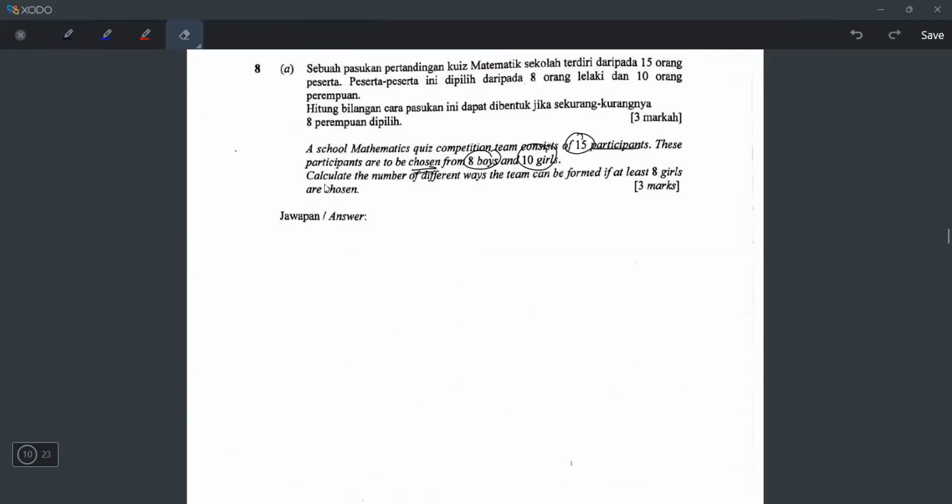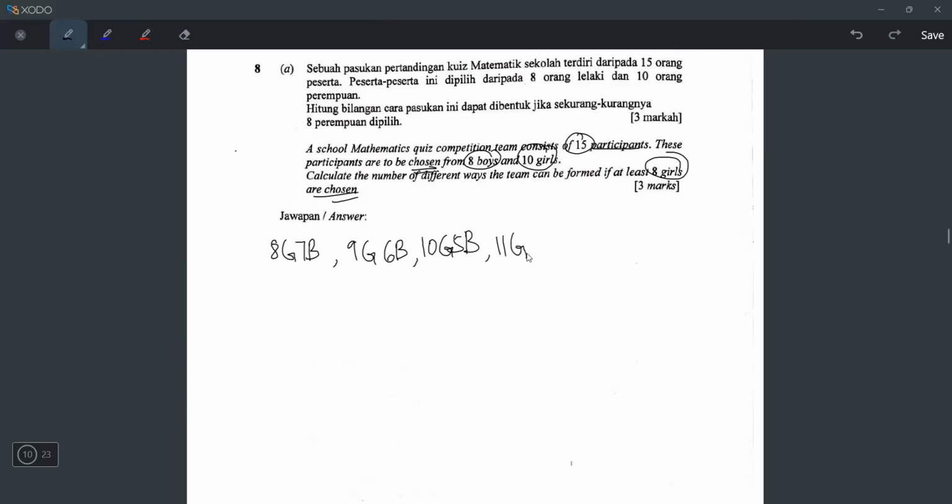But they say calculate the number of different ways the team can be formed if at least 8 girls must be chosen. So I cannot do 18C15. I have to pecahkan the option because I cannot choose less than 8 girls. It has to be at least 8 girls. It means I have to choose 8 girls, but to cukupkan 15, I need how many boys? I need 7 boys lah. Or 9 girls, to cukupkan 15, I need 6 more boys. Or 10 girls, 5 boys.